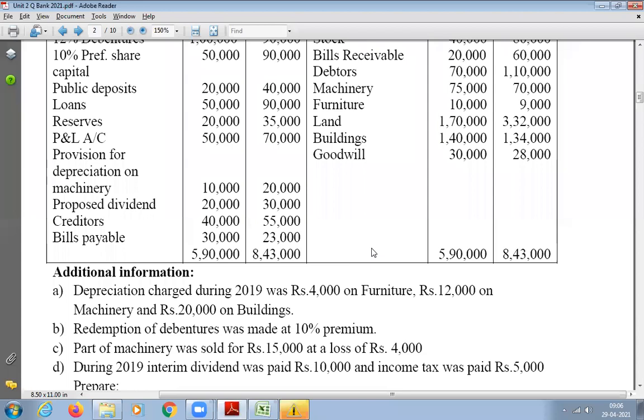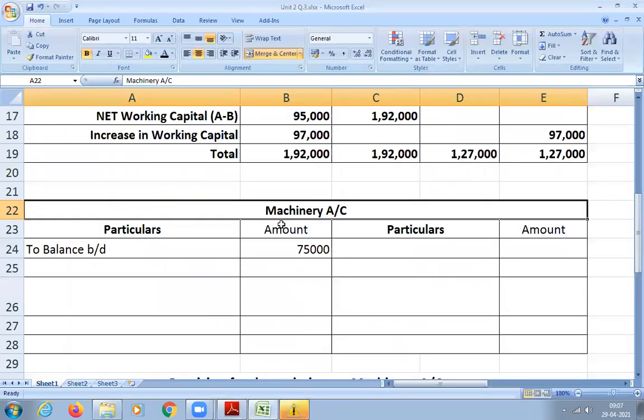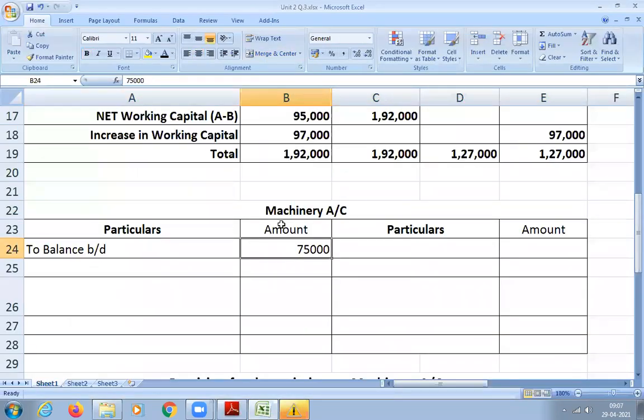Any depreciation has to be provided. Okay, now tell me, is any purchase or sale given? Yes or no? Sale is given. So how much is the sale value? 15,000. It has been sold for 15,000. That means it is the selling price. So how do you write it in the machinery account? Where do you write that? Debit or credit side? Credit side. By which account? Bank account. Yeah, by bank account.